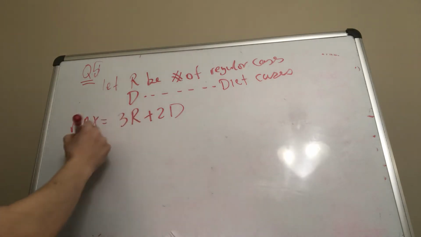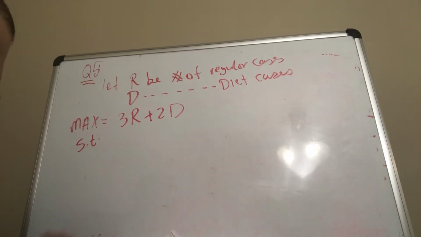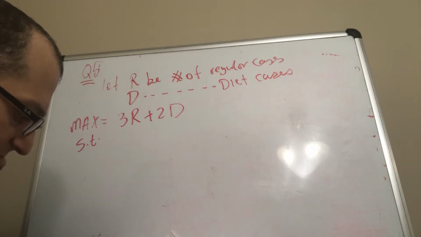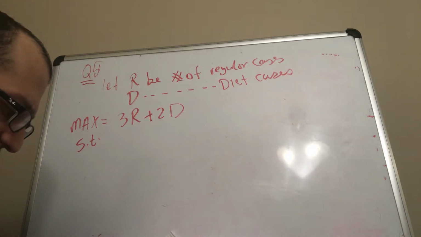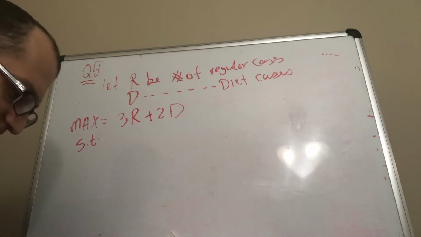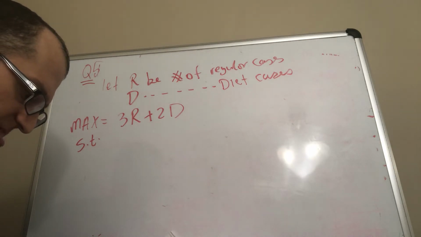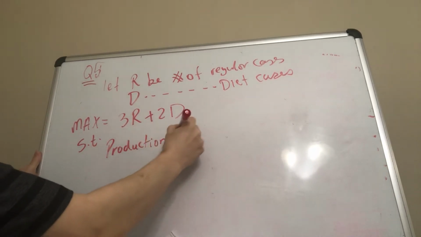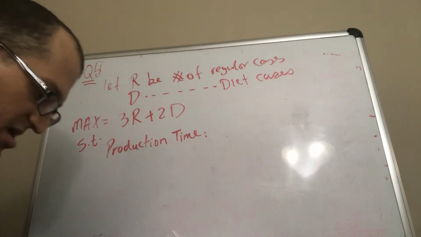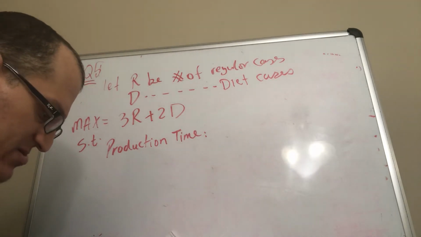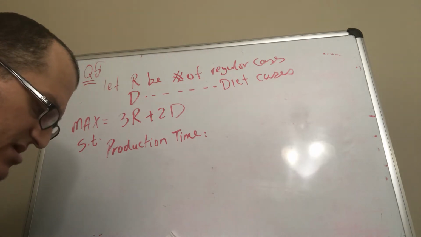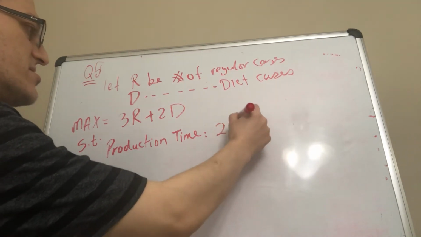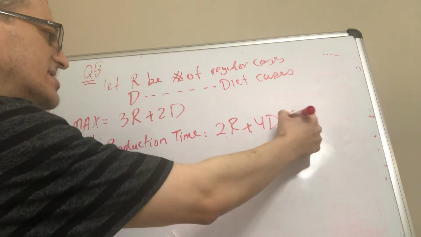And then you get into the subject to the constraints of the system. What are the different constraints for this system? Well, first of all, keep in mind there are 8 hours of work. I'm going to call this production time. Altogether, you have available 8 hours. They tell you regular needs 2 minutes and the diet needs 4 minutes. So 2 minutes to do a regular, 4 minutes to do a diet.